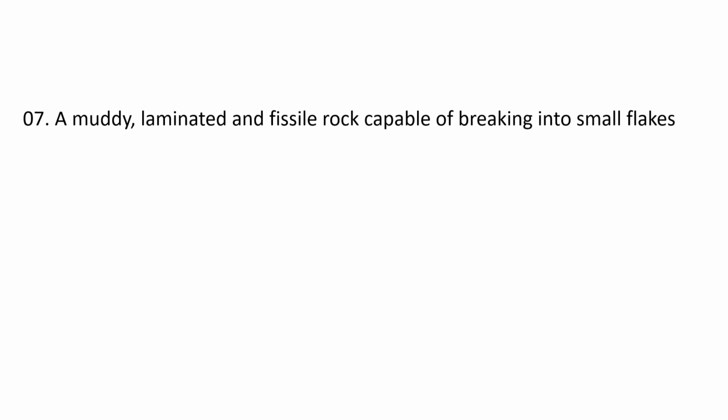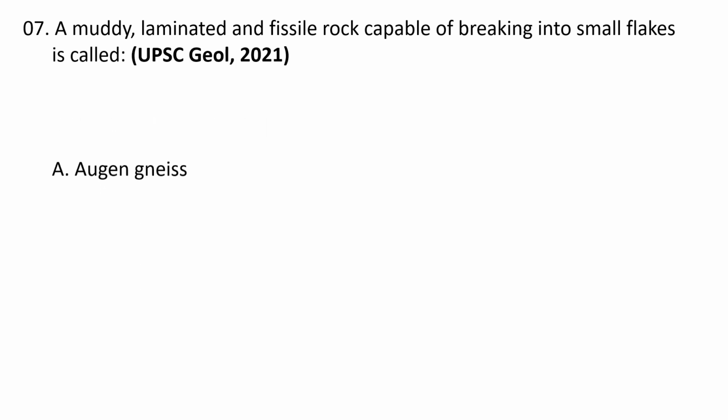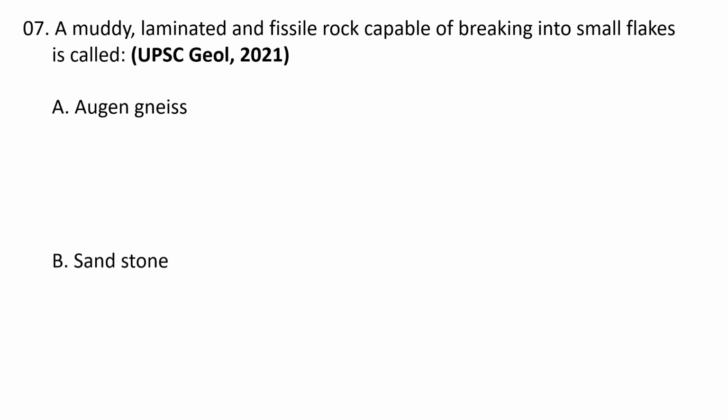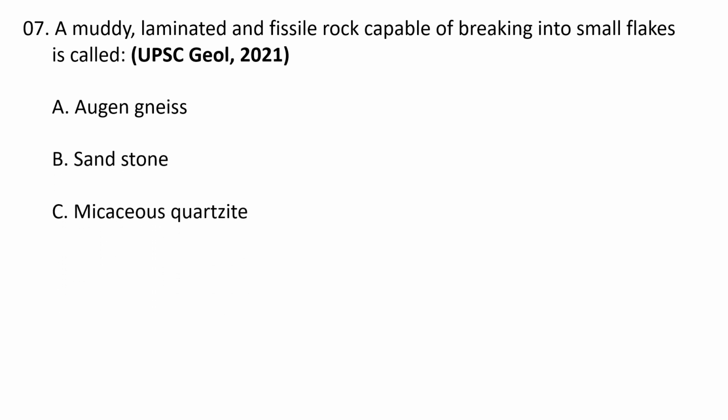subparallel layers. Seventh question, a muddy, laminated and fissile rock which is capable of breaking into small flakes is called: A, argillite; B, sandstone; C, micaceous quartzite; and D, shale. The correct answer is D, shale. It is a muddy, laminated and fissile rock which is capable of breaking into small flakes.